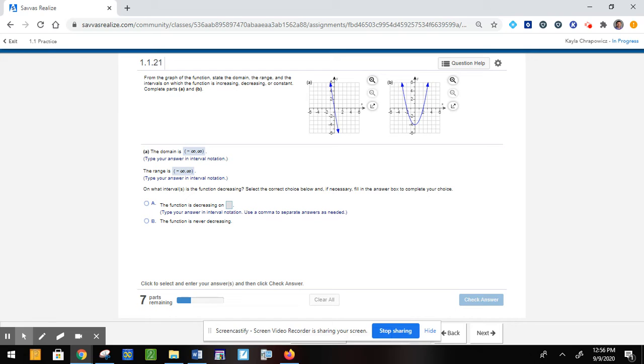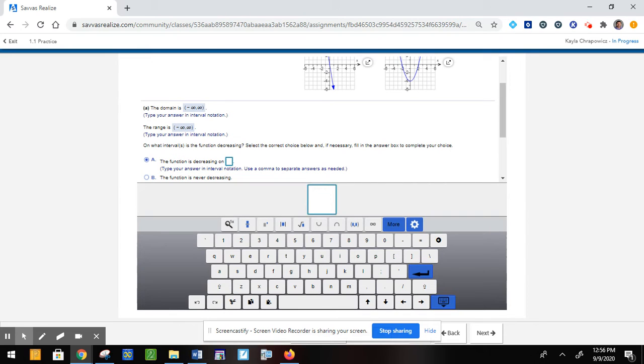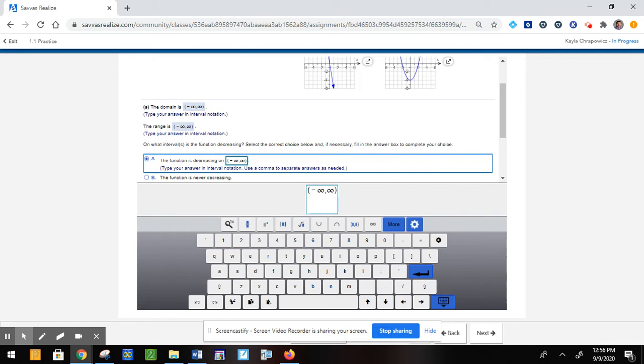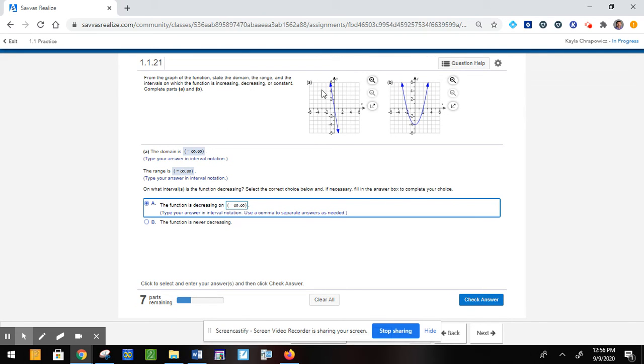On what interval is the function decreasing? Well, increasing and decreasing is talking about whether it's going up or down. This is decreasing the entire time. Since it's decreasing the entire time, the interval on which it's decreasing is all real numbers. So again, negative infinity and then infinity. Again, decreasing is just asking at what point the function is going down. Well, it's the entire thing.